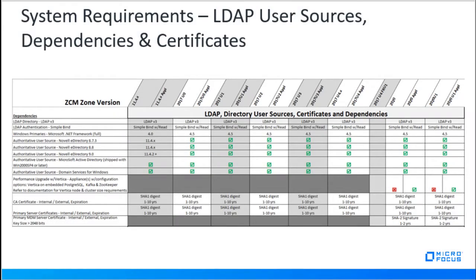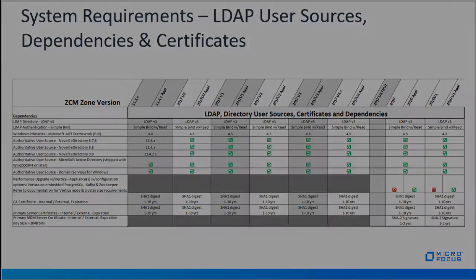LDAP user sources, dependencies, and certificates. Same thing goes. After 11.4, .NET 4.5 has been used straight throughout. Same with LDAP version 3 and simple bind with read. So not much has changed here, but double check this. Make sure your documentation states what you need for which version you're going to.